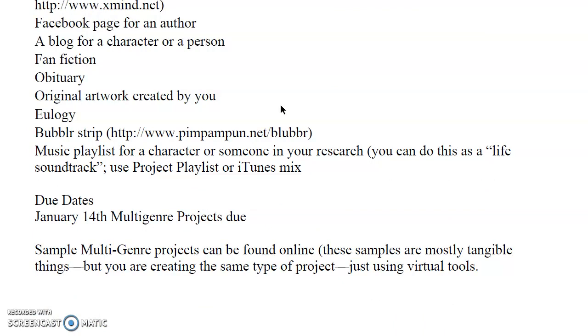Again, that is due on January 14th. I think I've said it 3 or 4 times now. I don't want you to forget when it's due.